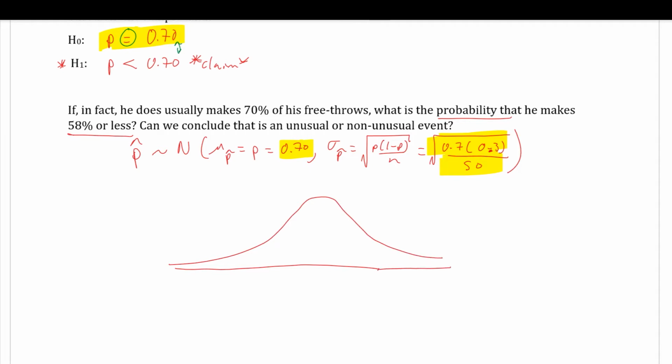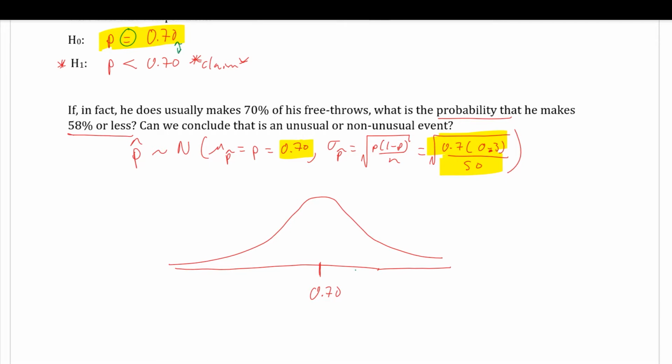We are assuming that he does make 70% of his shots, right? So that should be the average, right? That's where the center is, right? But sometimes he makes probably even more than that, somewhere around here, or sometimes he makes less than that. But on average, he makes 70% of his shots.